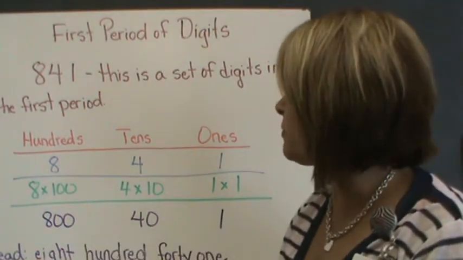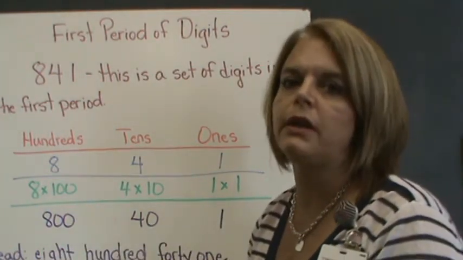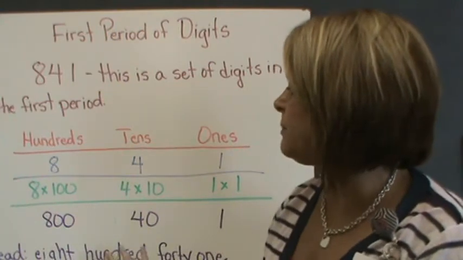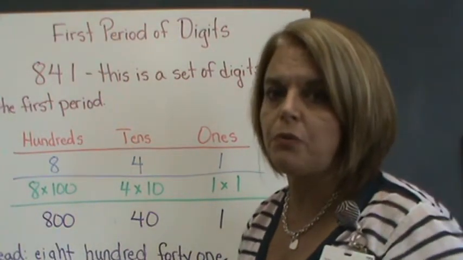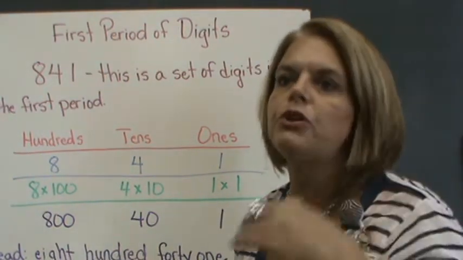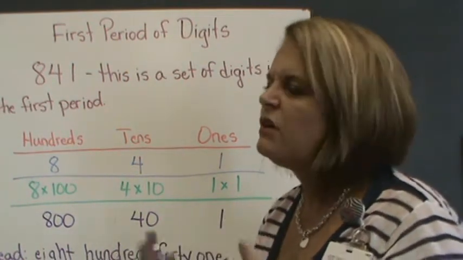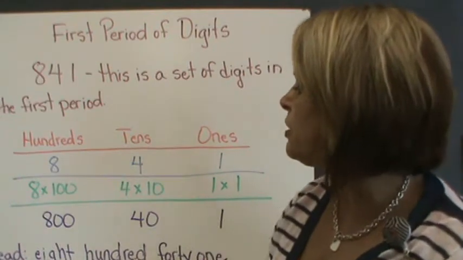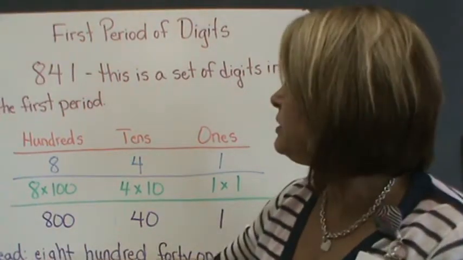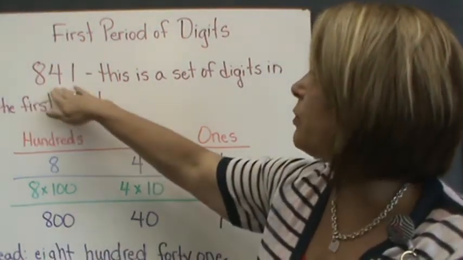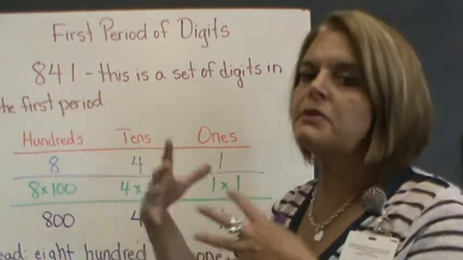When I read this number, I'm going to say 841. I'm not going to include the word and. I'm not going to say 8 hundred and 41 because, as we'll learn later, when you say the word and, that tells me that there's a decimal somewhere in that number. We're not quite there yet. So make sure you don't get that word and in there. Simply 841.